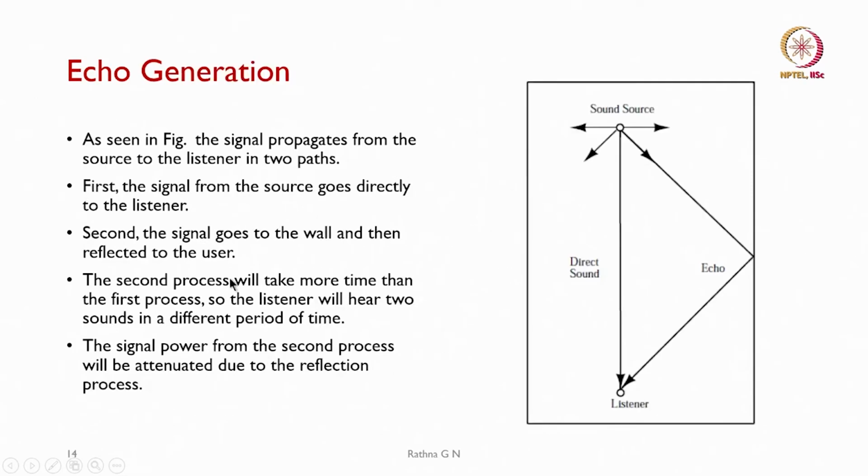So, this is again continuing with the generation. As is seen, the signal propagates from the source to the listener in 2 paths. In this case, we have assumed that one path is going to reflect and the others are going to be absorbed. Only one path gets reflected, as I said. The signal from the source goes directly to the listener. Second, the signal goes to the wall and is then reflected to the listener. So, the second process will take more time than the first process. So, the listener will hear 2 sounds at different times, and the signal power from the second process will be attenuated due to the reflection process. This is what we discussed.